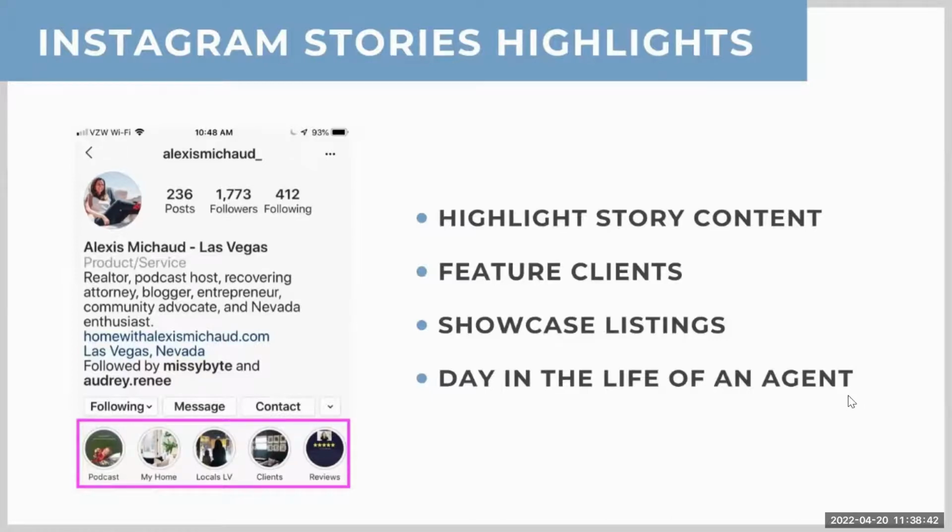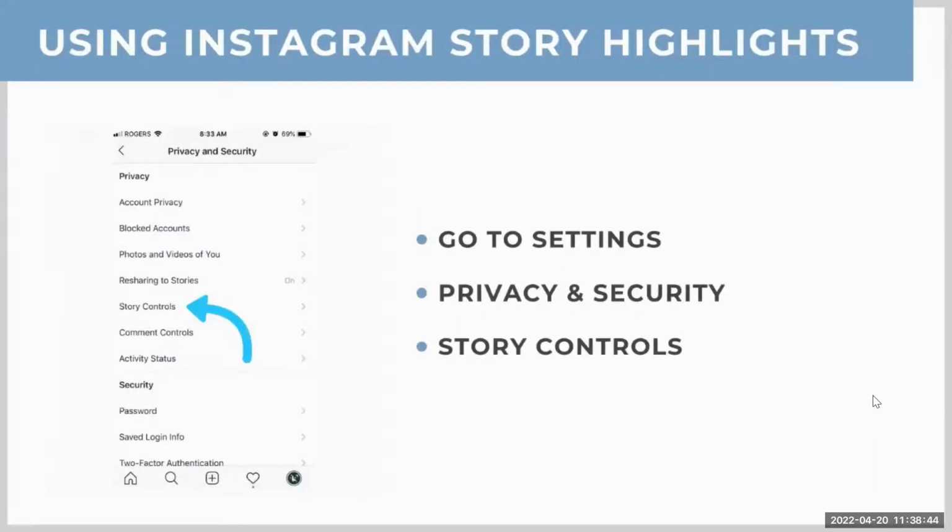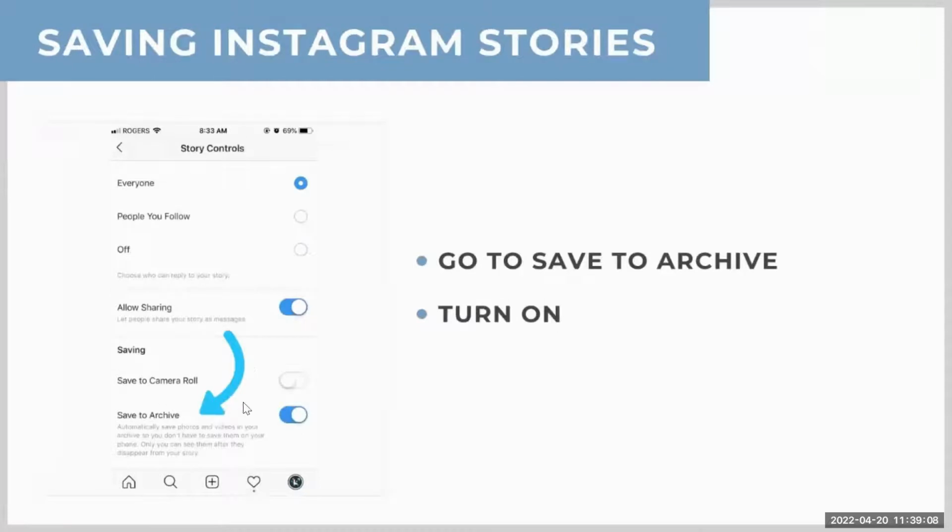So let's talk about using Instagram highlights and how to do that. As long as you keep the auto-archiving feature turned on, which you'll find by going to your settings, then privacy and security, under story controls, you'll click that so you're always archiving those. You want to make sure that is turned on.